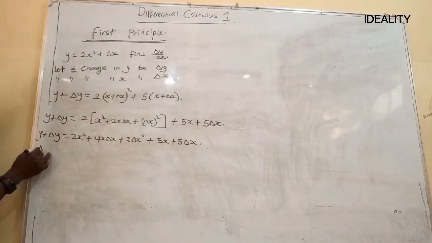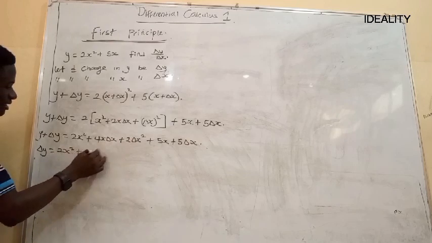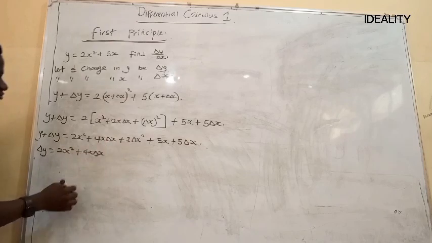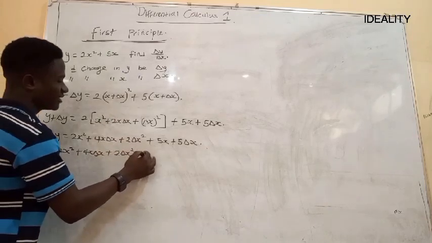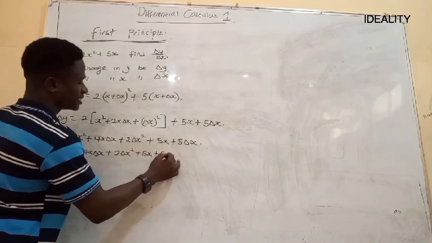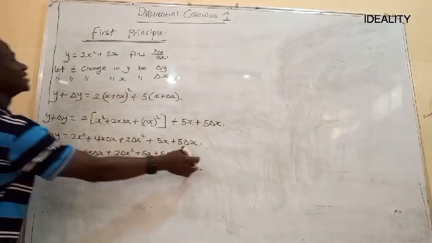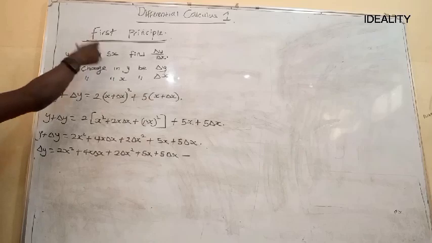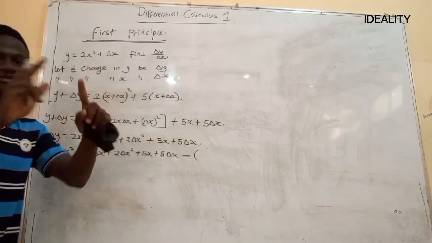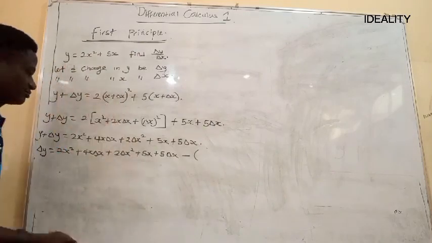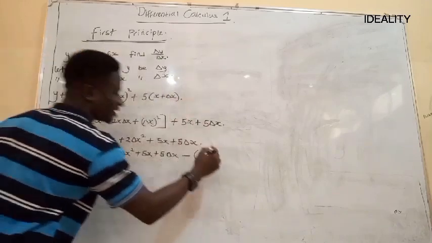So you have the theta y to be equal to 2x squared plus 4x theta x plus 2 theta x squared plus 5x plus 5 theta x. Just repeat everything. Then minus y. And you know that your y is what? 2x squared plus 5x. Just repeat straight. Minus, put it in brackets. Why? Because they can never be added. Put it in brackets. Minus what? 2x squared plus 5x.